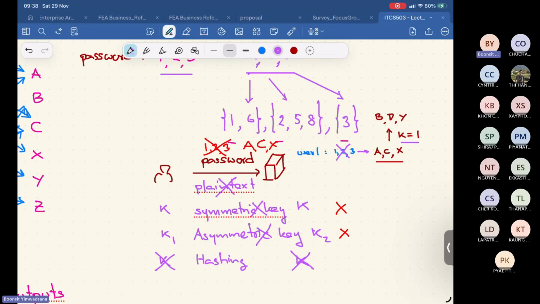So when the user sends ACX, the system either converts ACX using the Caesar cipher rule to become BDY, or decrypts BDY and then compares against ACX. So if no one knows about this K and no one knows 1, 2, 3, even though that person can steal this number or can steal this ciphertext ACX, the person will have no way of knowing the actual password.